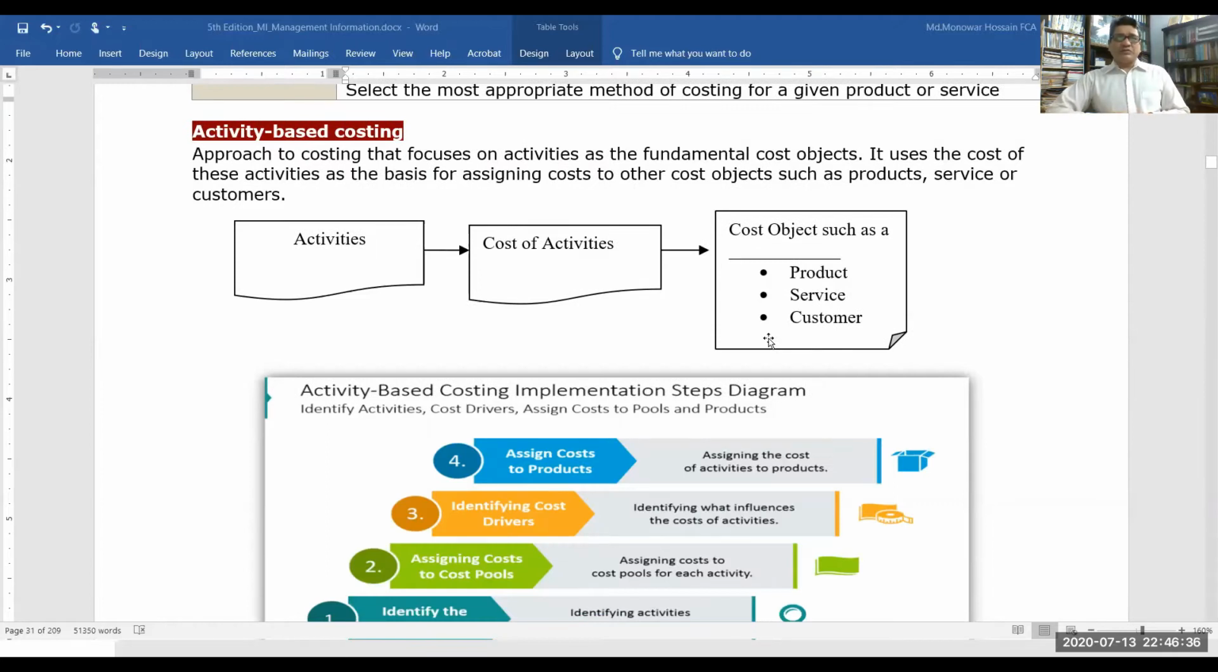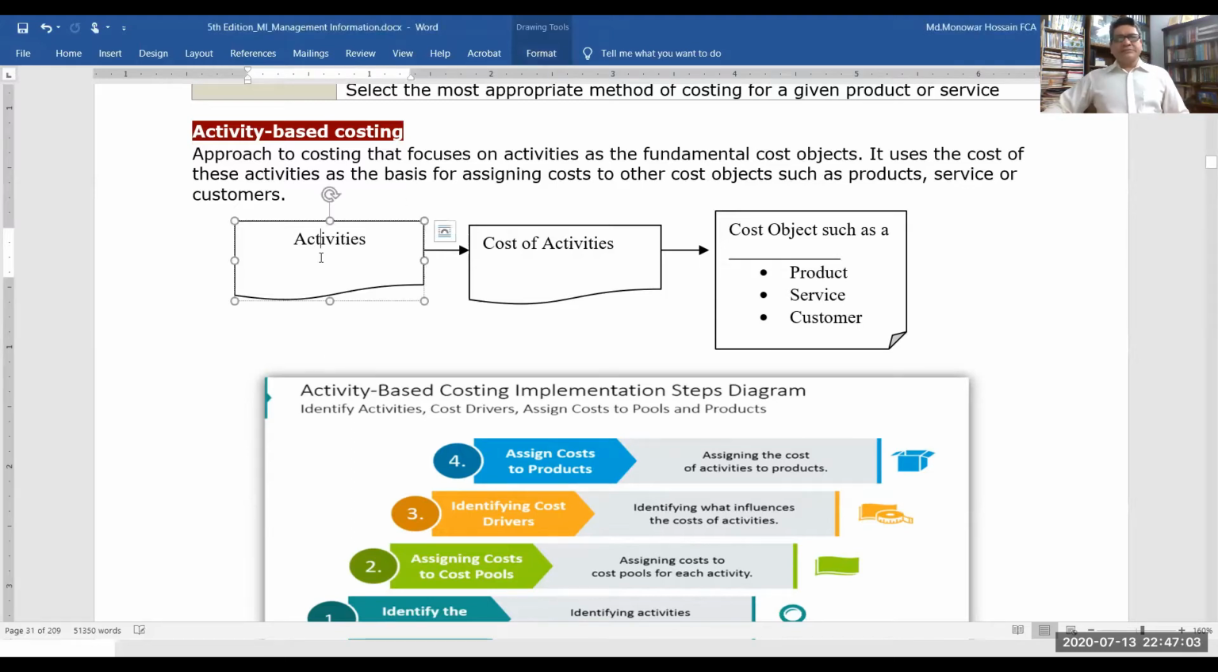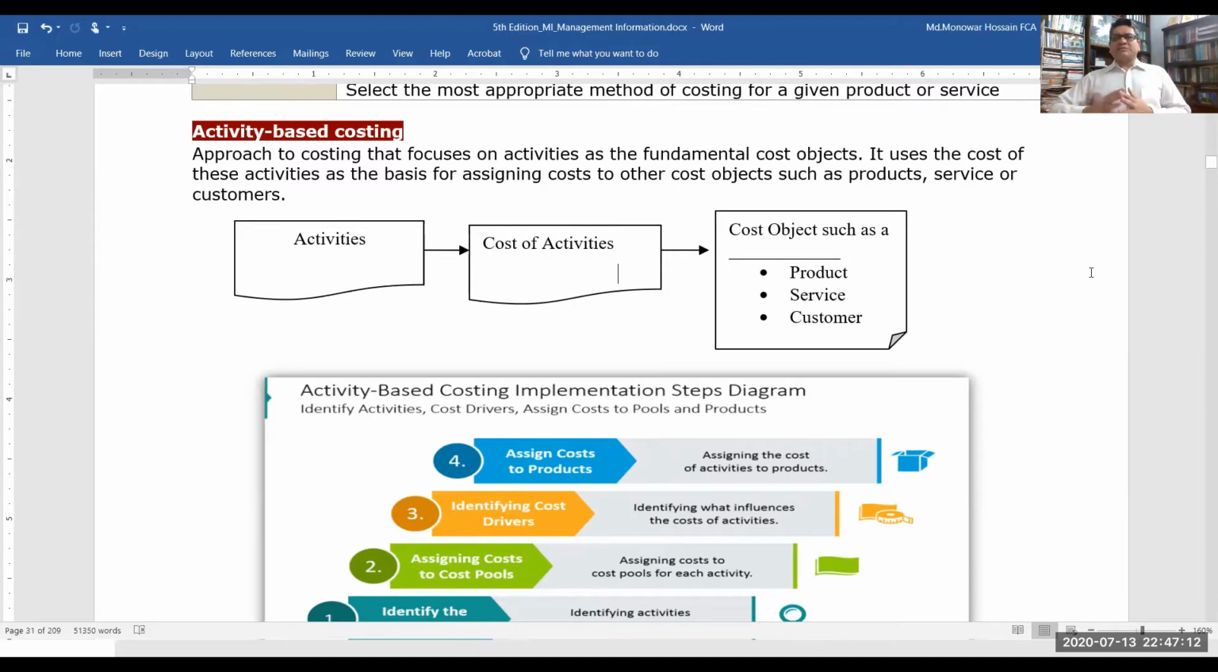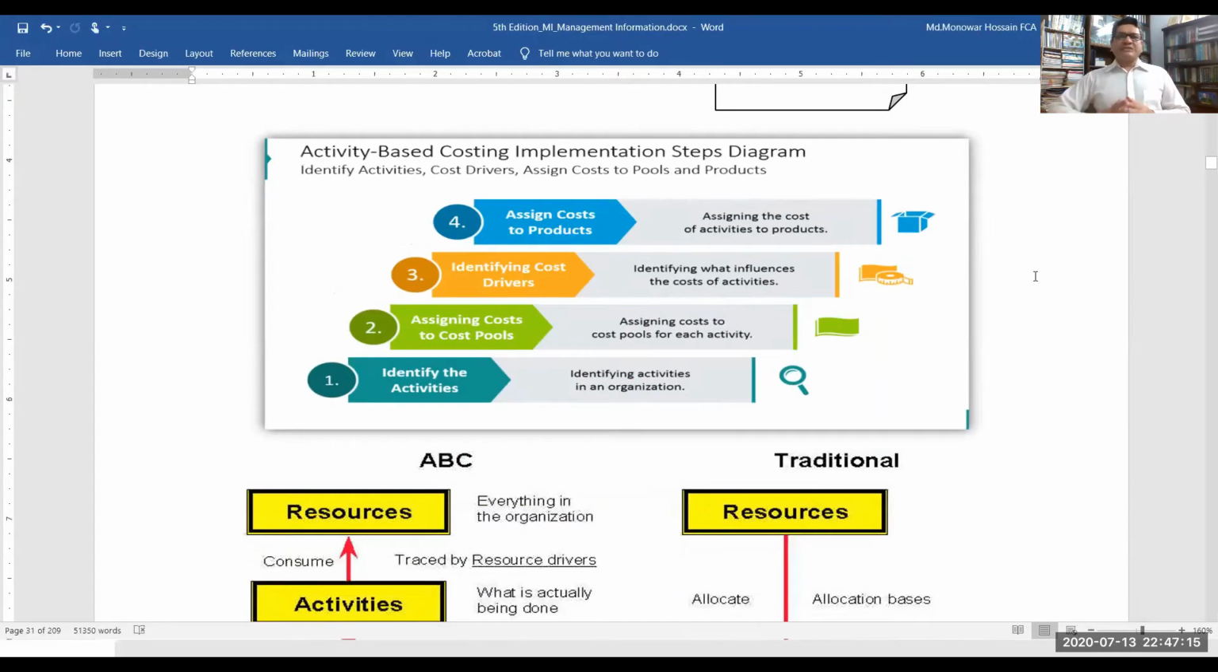What is activity-based costing? It is an approach to costing that focuses on activities as the fundamental cost object. It uses the cost of these activities as the basis for assigning cost to other cost objects such as products, services, or customers. So look here: the activities, then the cost of activities, then cost objects such as product, service, and customer.